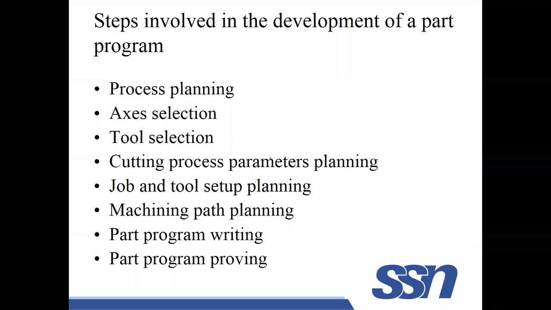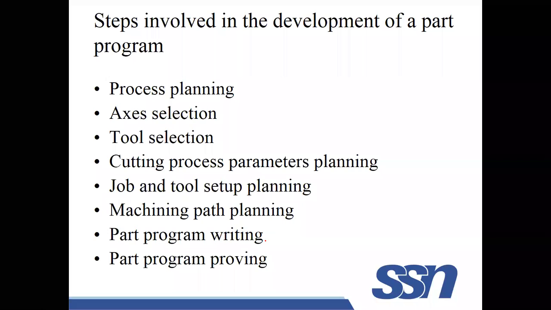Here, the steps involved in the development of part programming are process planning, axis selection, tool selection, and cutting process parameters planning. You have to choose the appropriate cutting process, see what depth of cut you have to give and what feed to move the tool. These all come under cutting process parameters, and then job and tool setup planning, machining path planning, and part programming writing. It is the manual part programming, so you have to write the program.